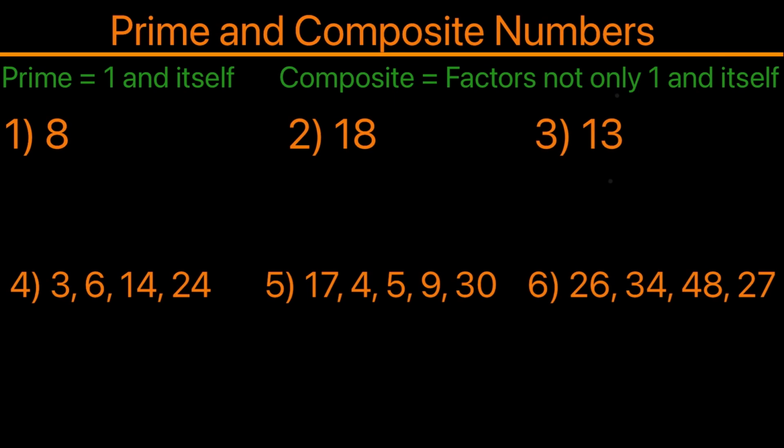For the first 3 examples, we're going to find out whether each number is prime or composite, whereas for the 4th to the 6th example, we're going to list out which ones are prime and which ones are composite.